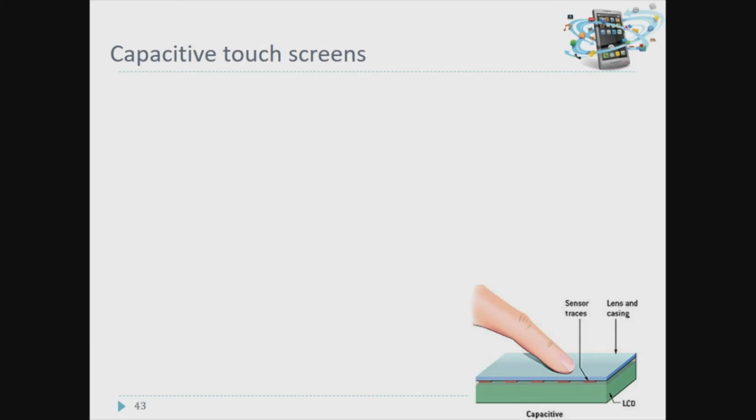The next type of touch screen we call the capacitive touch screen. It uses an LCD, and then it has a sensor that traces, with lens casings. If you have a mobile phone, try to spread it open and look at the back of your touch screen. You can find the sensor. This sensor works to respond to whatever you touch on the screen.